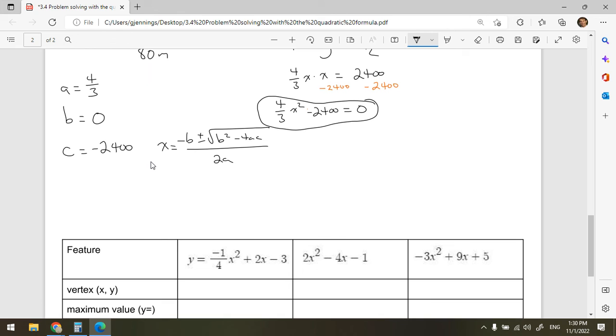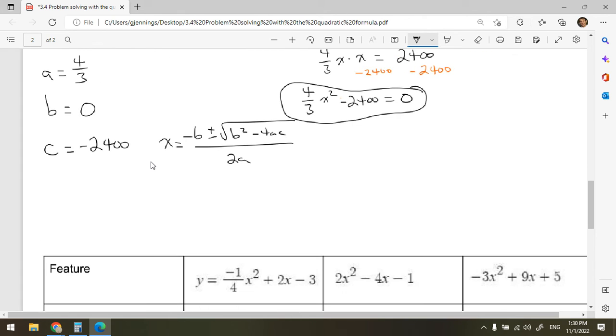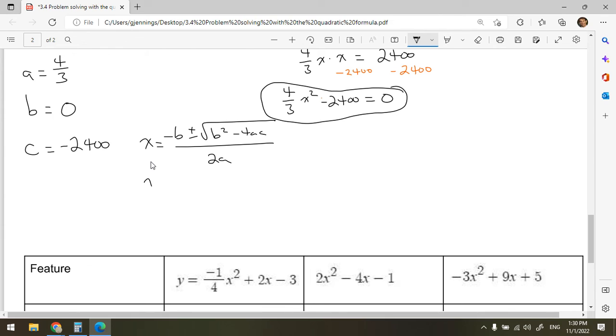All right, now let's substitute in. Here we go. X is equal to, there's no b value, it's just 0. So I just have plus or minus the square root of b squared. So b is 0, so that's nothing. Minus 4 times a, which is 4 over 3, times negative 2,400. All divided by 2 multiplied by 4 over 3. And now 4 times all of this, so let's do all that.